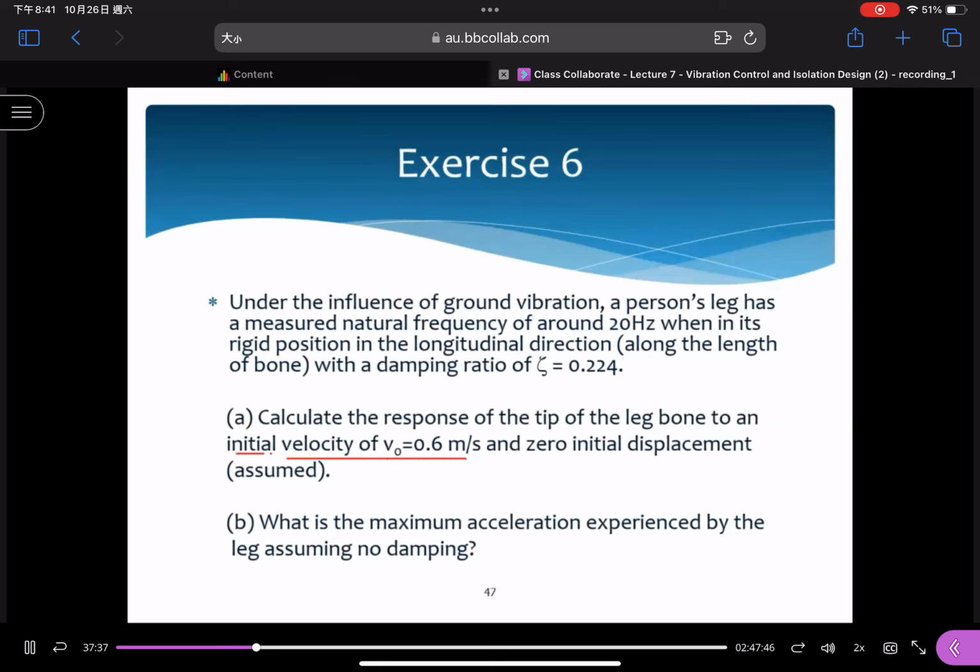Okay, what is the meaning of this one? This is what we call the initial velocity. V0 is equal to 0.6 meter per second. It means that the velocity at time t equal to 0 is equal to 0.6 meter per second. Okay, this is what we call V0.